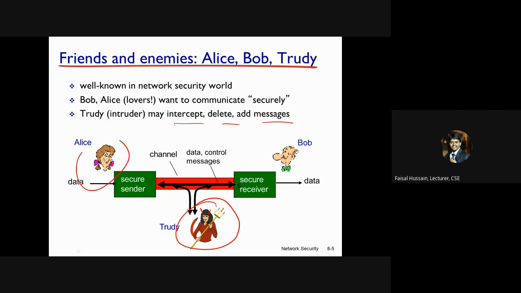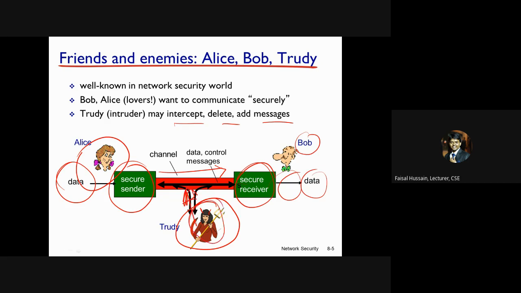Alice has some data. She uses the secure sender option, and using the channel she is sending it to Bob, and Bob as a secure receiver will receive that and extract the data. So that is the idea. But in the case of Trudy, what will happen? He or she will intercept the data and try to change the data, or add data or delete some data to complete his own bad goal.